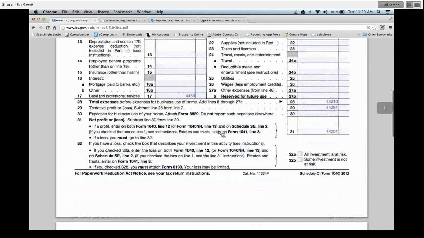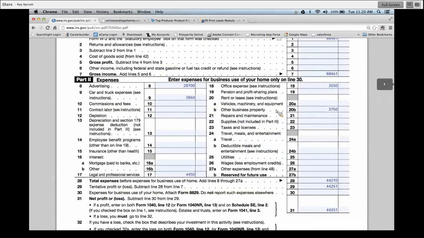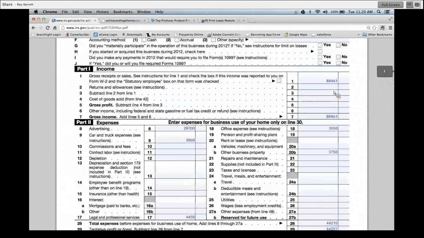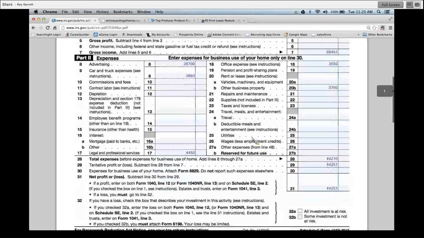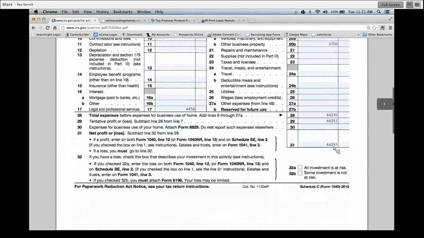Well, at the end of the day, what happens is that after you figure out what line 1 is and carry it down to line 7, then you have all of these other expenses that come out, specifically the big boy right there, the advertising expense. And now you total that up in line 28. Now, you subtract all of this stuff, and line 31 is really where the rubber hits the road.